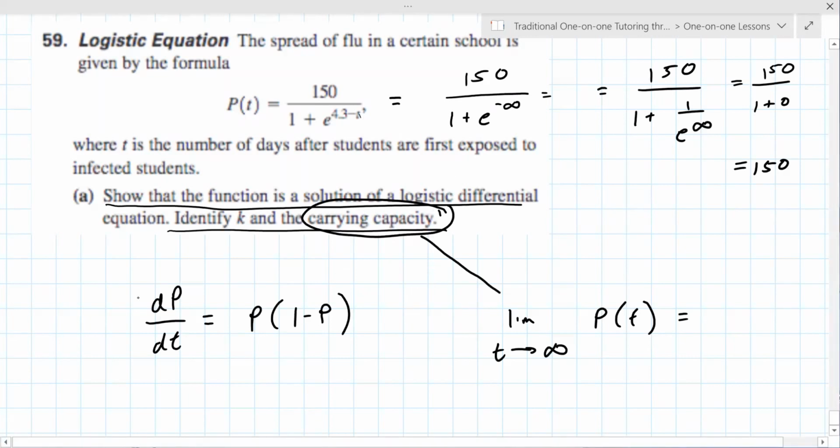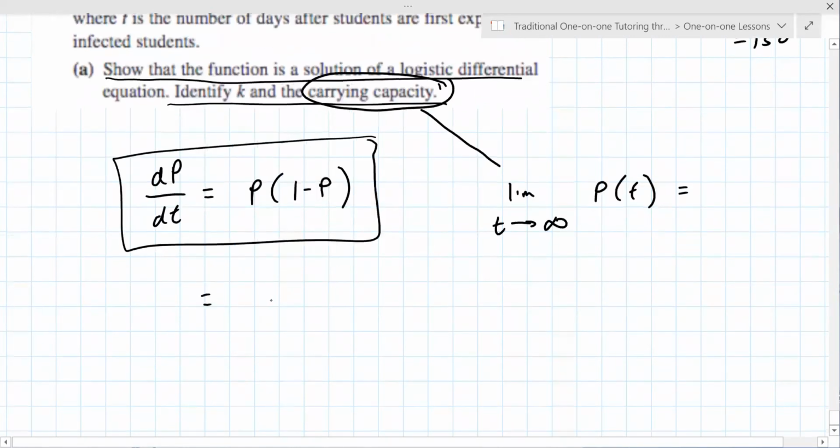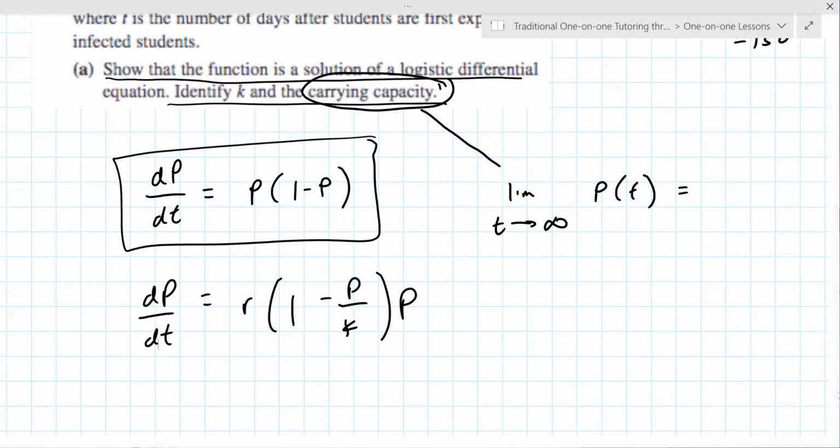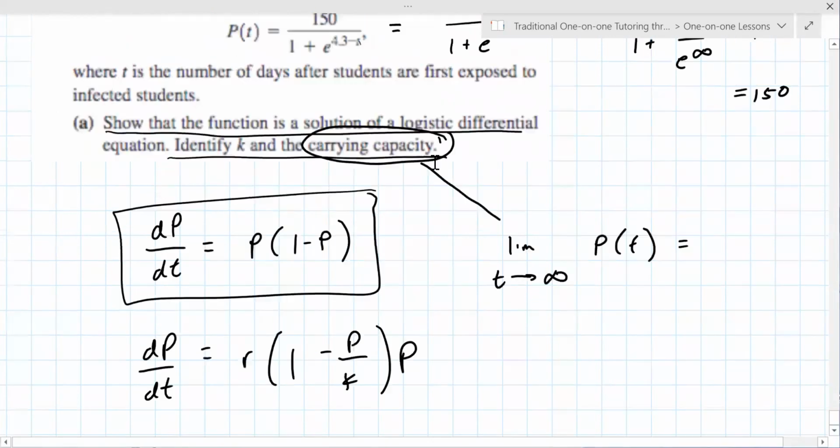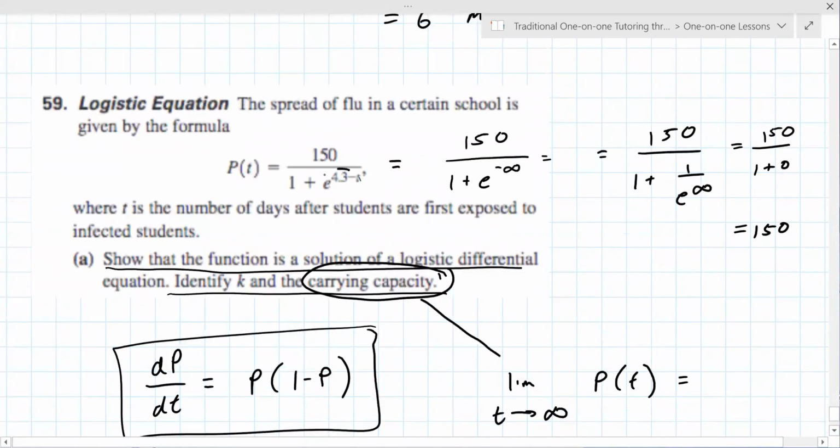And it's solved from some, I think it's this one, but there are variations. If you want the full form, it's 1 minus P over K times P. You probably have it in your textbook there. They probably don't use all these variables, but the growth rate, the k is this number right here. Okay. k is the 4.3. All right. Cool.